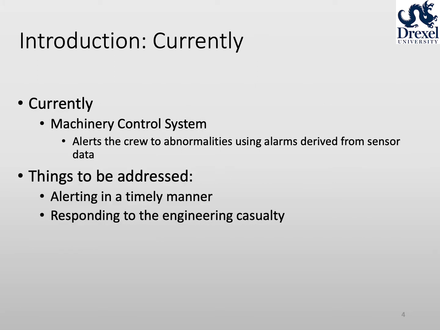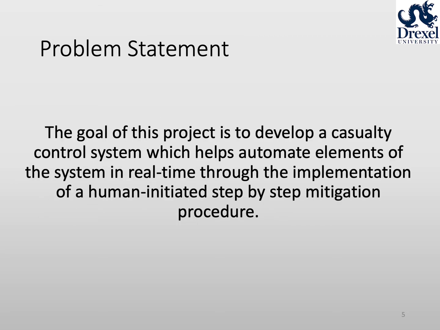Currently, the system in place alerts the crew to deviations from allowable constraints from certain sensors. We want to decrease the time to identifying that a casualty has occurred and provide assistance in identifying and responding to the type of casualty that has occurred. Our problem statement is: the goal of this project is to develop a casualty control system which helps automate elements of the system in real time through the implementation of a human-initiated step-by-step mitigation procedure.